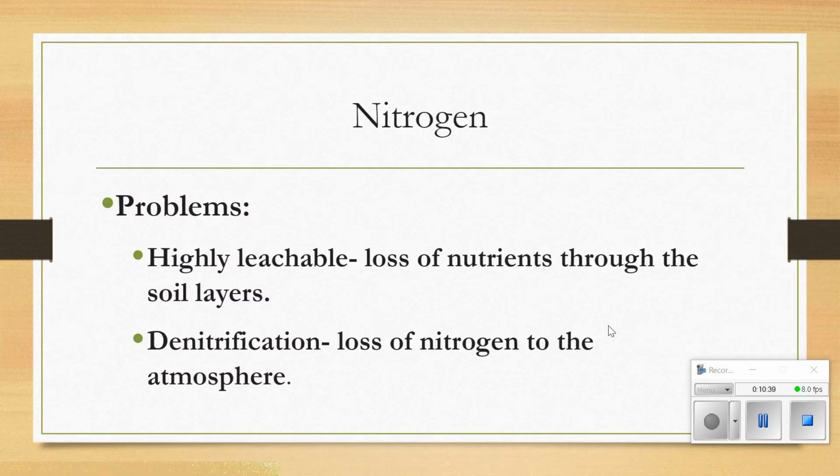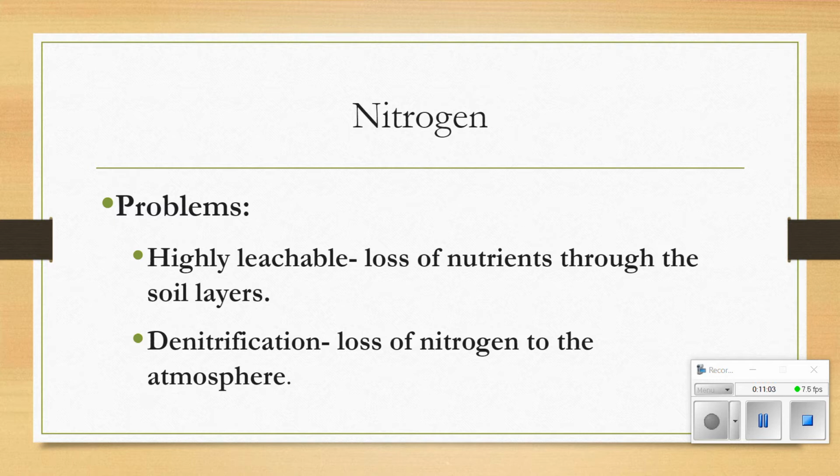Problems with nitrogen, it's highly leachable. Like I said, it'll go through the soil layers. And then denitrification, loss of nitrogen through the atmosphere. One way we combat denitrification is through products like Agrotain. Agrotain is a slow release product that goes on the outside of the nitrogen pellets, and that will slow down the process of that nitrogen being released into the soil.